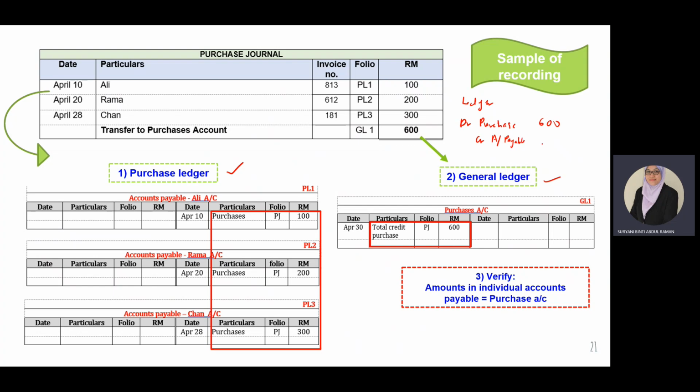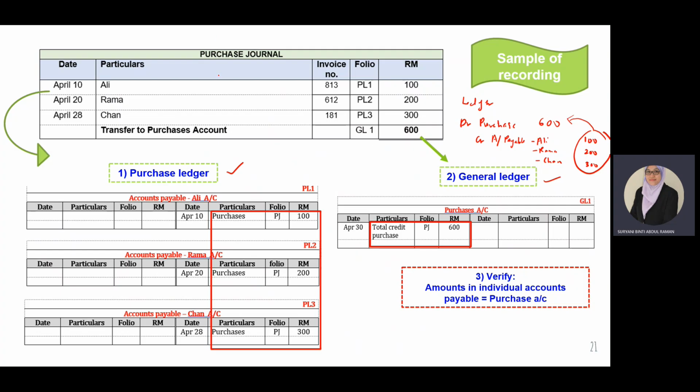So we have 3 accounts payable here. We have Ali, Rama, and Chan. So at the end, when you record the accounts payable, you have to record the amounts accordingly based on the individual supplier. And the total at the end should tie back to 600 of the total purchase.